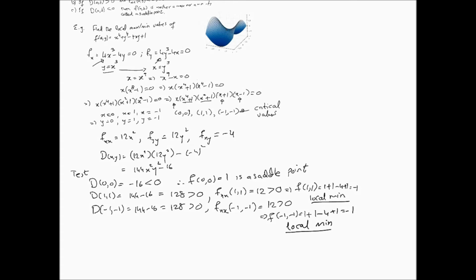So let me put these little red around these. So there is your local minimum, one of them. Here's another local minimum. And the first point we looked at, 0, 0, is a saddle point. So those are our 3 results. So that's it. Thank you.